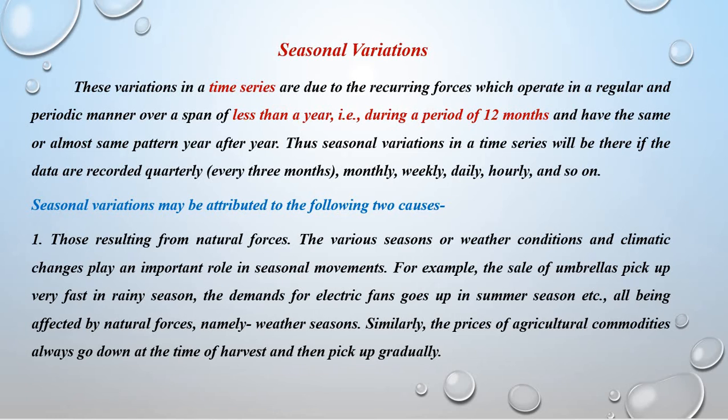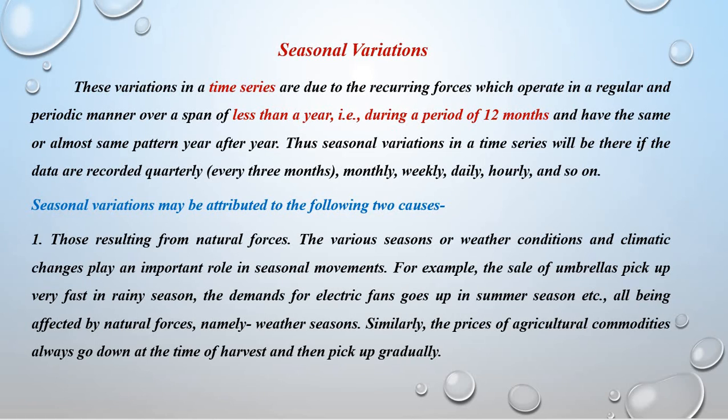And what is seasonal variation? These variations in a time series are due to the recurring forces which operate in a regular and periodic manner over a span of less than 1 year, that is, during a period of 12 months, and have the same or almost the same pattern year after year. Thus, seasonal variation in a time series will be there if the data are recorded quarterly, that is, in every 3 months, monthly, weekly, daily, hourly, and so on.